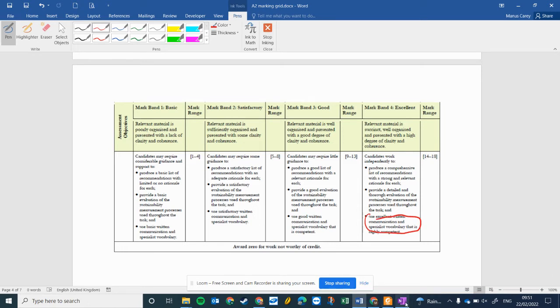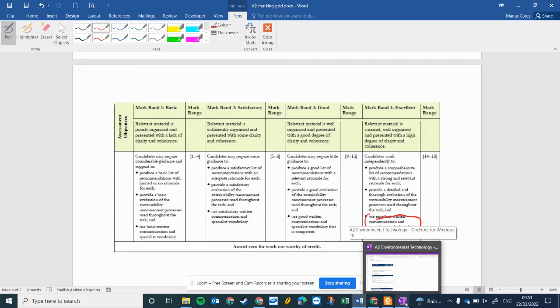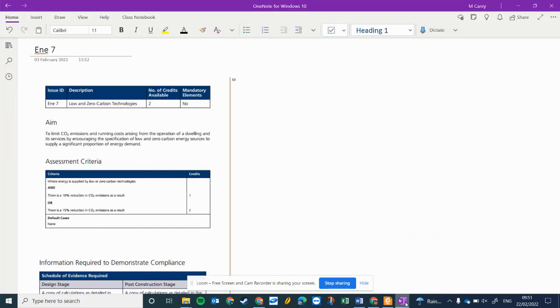Now, where am I at? Right. So that's feedback for EAN6. Now, EAN7. Let's have a look at it. Okay, so again, keeping your format.